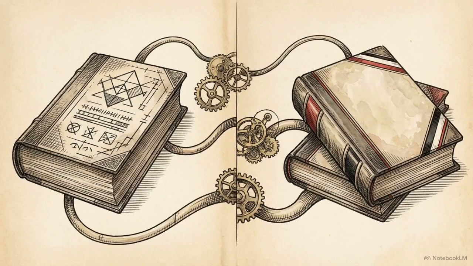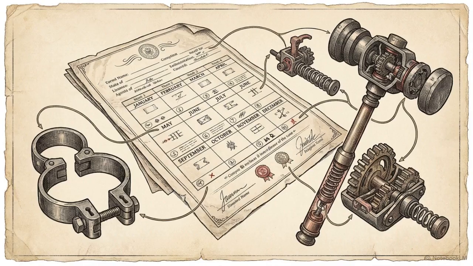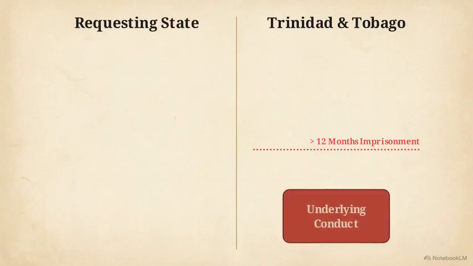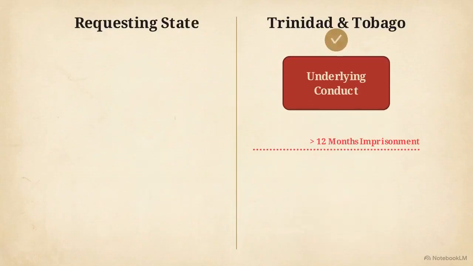Before moving forward, the alleged crime must meet the strict dual criminality test under Section 6. To be an extraditable offense, the crime must carry a penalty of at least 12 months imprisonment in both the requesting state and in TNT. This split comparison graphic illustrates the conduct-based test established in Government of Denmark against Nielsen.